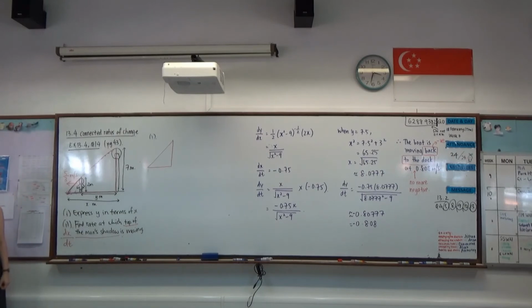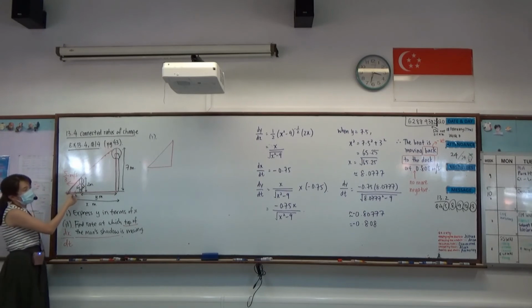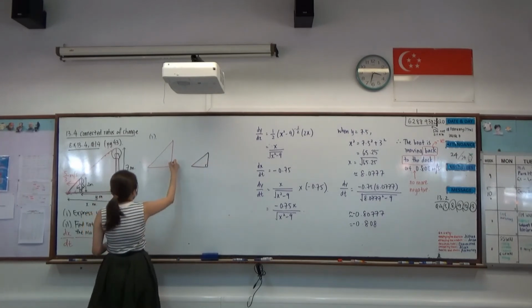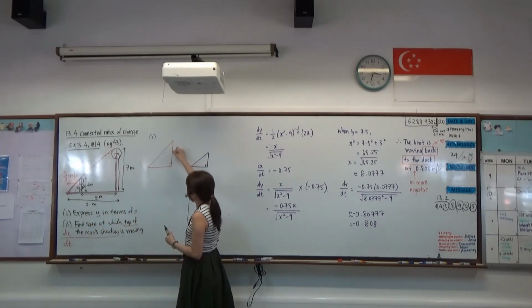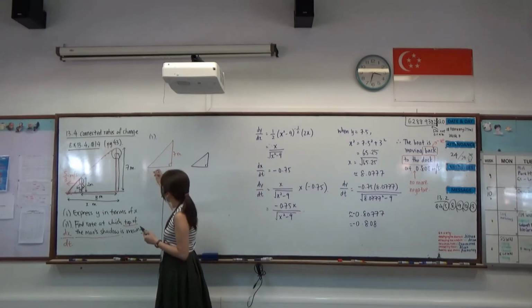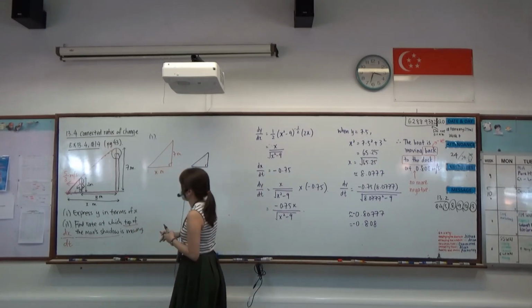Okay? Why? I cut the man in half. Okay, so we have another right angle triangle over here. So let's put in the information that we get. From the big one, we have this 7 meters here. And this length here will be x meters.